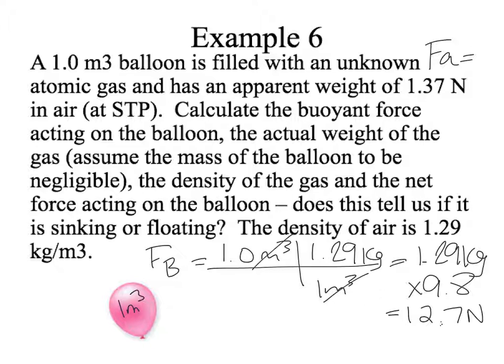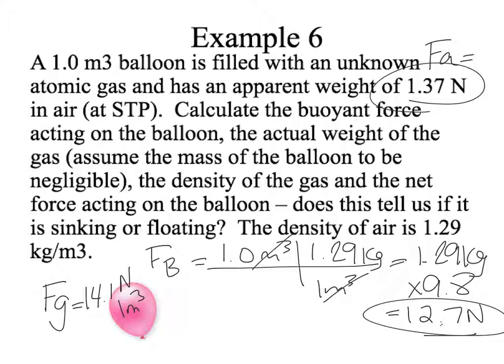Okay, now the apparent force is 1.37, and so what it really weighs then is we're going to do F sub A is equal to F sub G minus F sub B, and doing that formula you're going to find that F sub G must be 14.1 newtons. So basically that plus that. Okay, so F sub G is 14.1. That's what it really weighs.